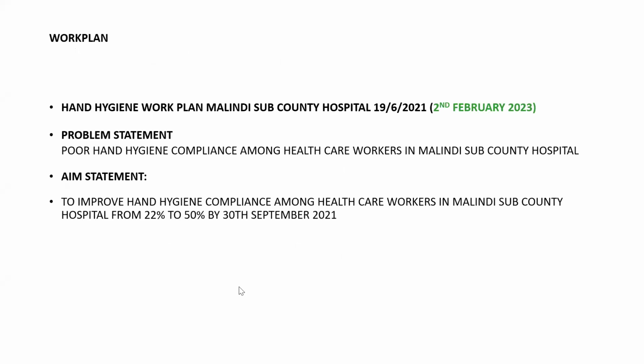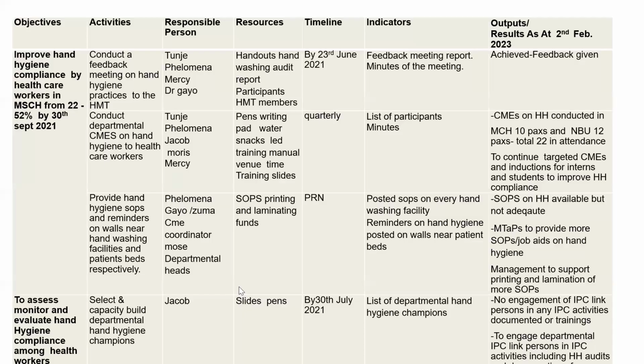This is an example of the work plan that was made by Malindi Hospital. You can see the aim was to improve hand hygiene compliance among healthcare workers from 22 to 50%, which they did. On the last column, we were able to change the indicators. This is a picture showing one of the meetings we had with the IPC committees, the mentorship meetings.